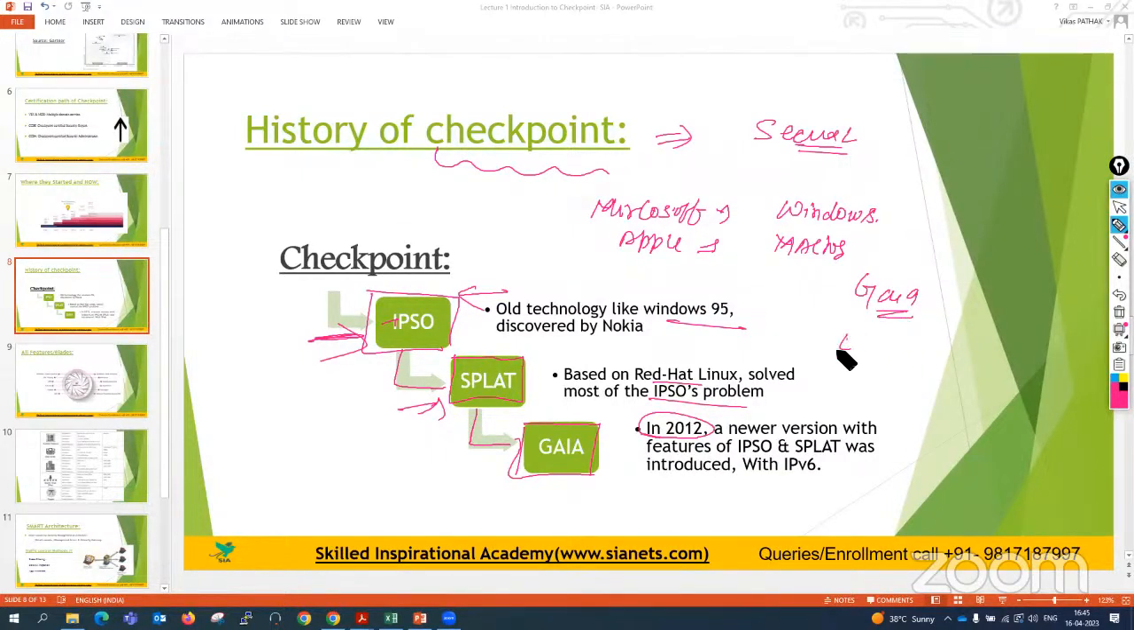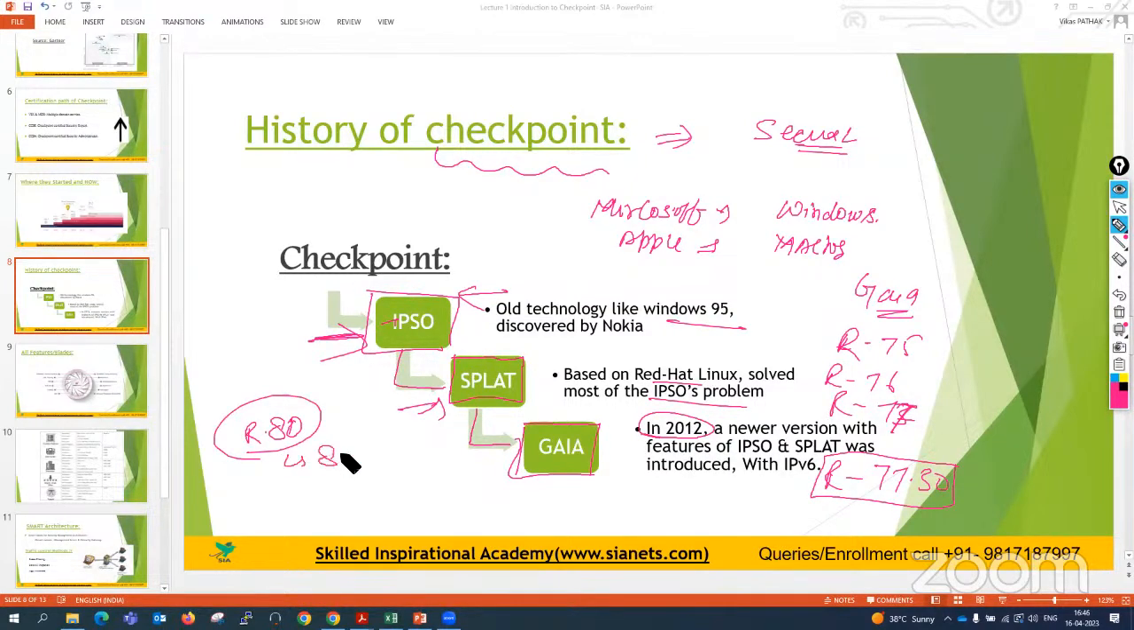Initially there was Gaia R75, R70, then R75, then R76, R77. Then there was a very famous, very popular version, R77.30, which was in the market for quite a long time. Then in 2016, they came up with R80. Then they came up with R80.10, then 20, then 30, then 40. Now they have launched R81. This will be the version we will be using in our lab, basically.